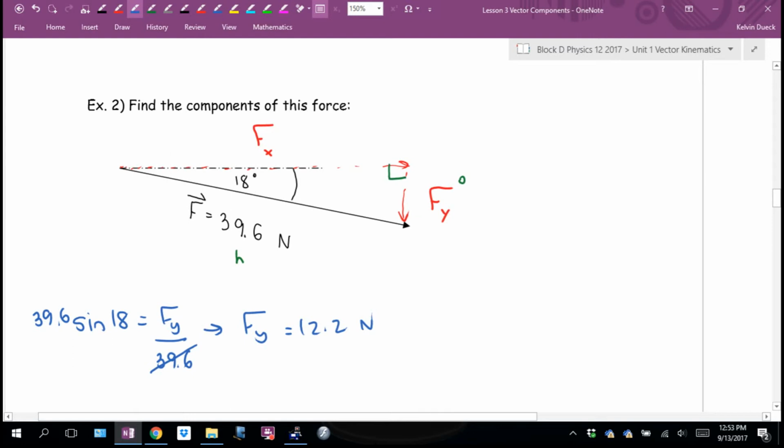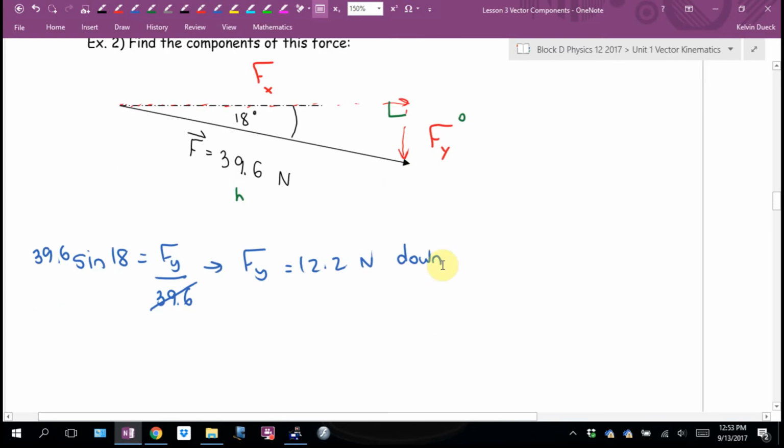Now, it's downwards. If you wanted to, you could write the word down, or you could put a negative in front of it, or whatever. I'll write the word down. That's Fy. I'd like now to find Fx. It's going to be cosine, because it's adjacent over hypotenuse, of 18 equals Fx over 39.6.